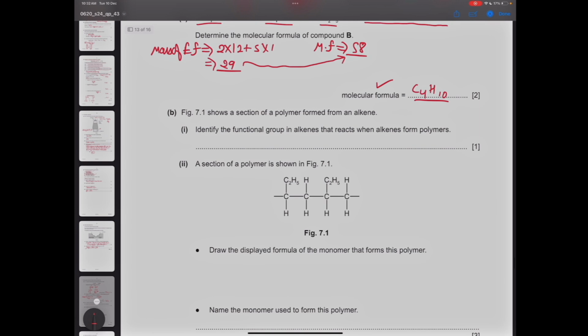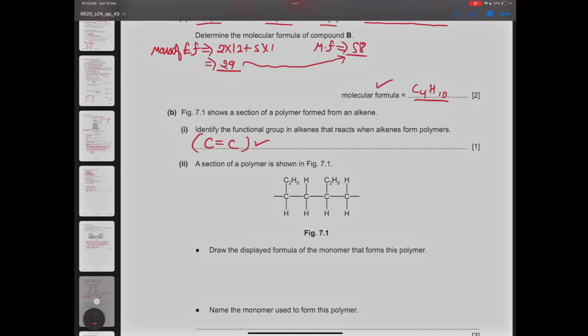Now, this is an organic chemistry question. Figure 7.1 shows a section of a polymer formed from an alkene. Identify the functional group in alkenes that reacts. What is a functional group in alkenes? Double bond. So you just mention carbon, double bond, carbon.